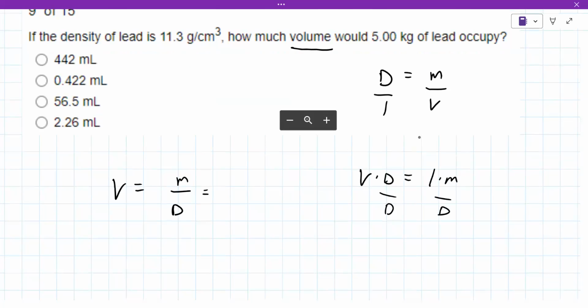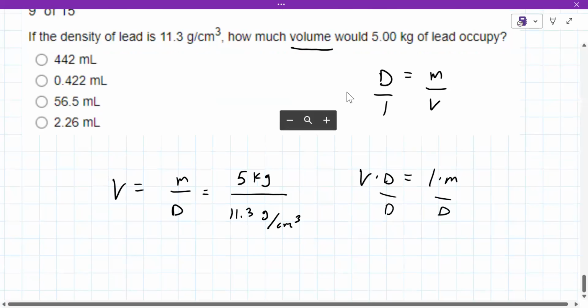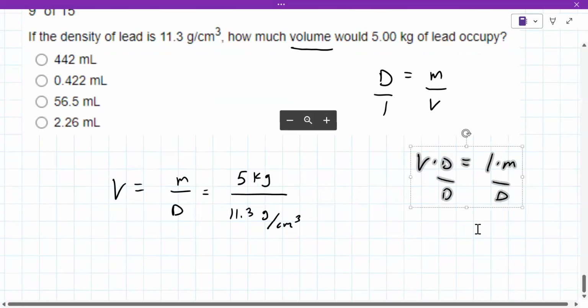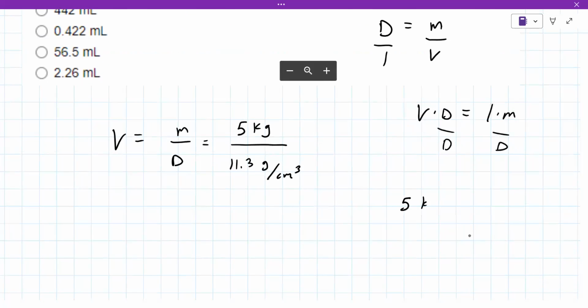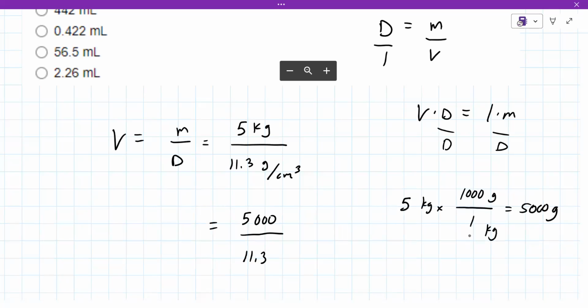Okay. The mass is 5 kilograms. The density is 11.3 grams per centimeter cubed. So we've got a problem here. The 5 kilograms is not in the right unit of measure. So we need to come off to the side here and convert 5 kilograms to grams. Okay, so it's just like before, how many grams are in a kilogram? 1,000 grams in 1 kilogram, 5,000 grams. This is really 5,000 over 11.3.